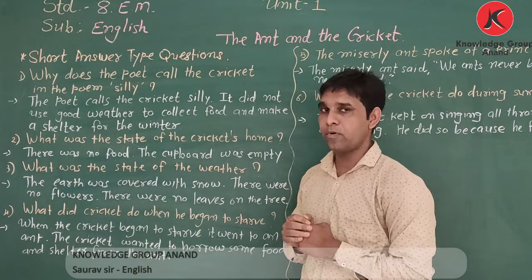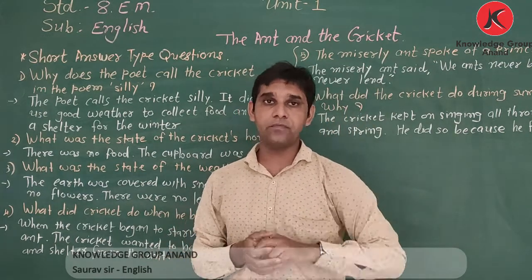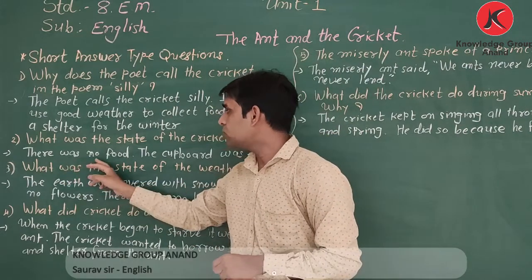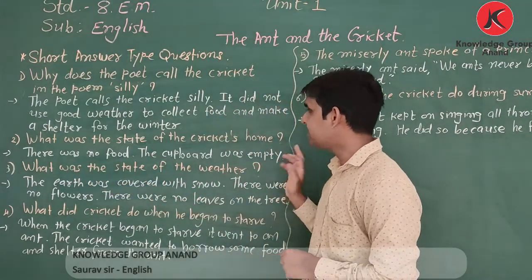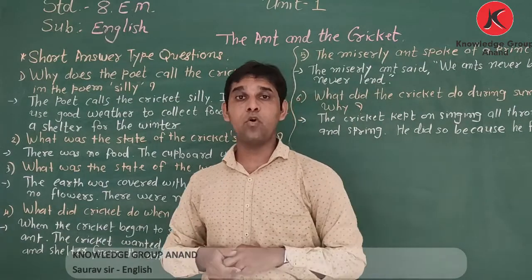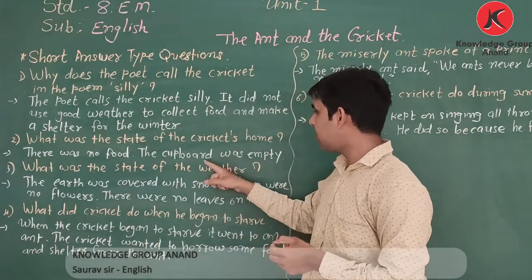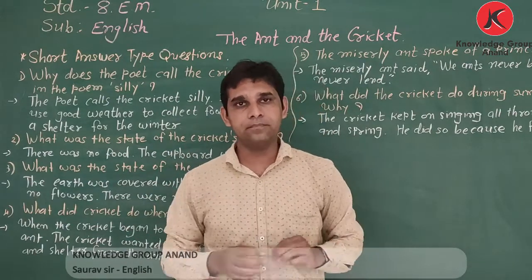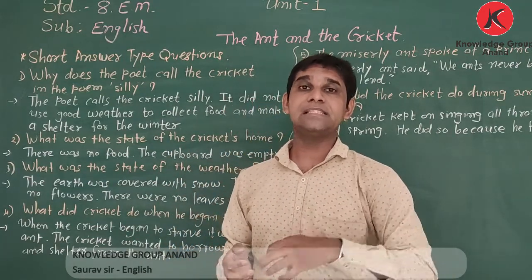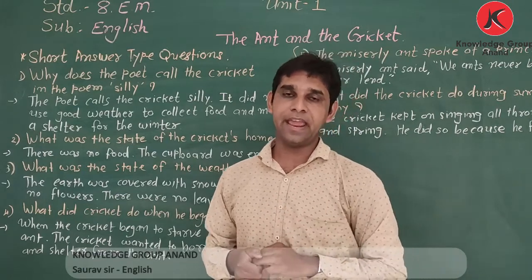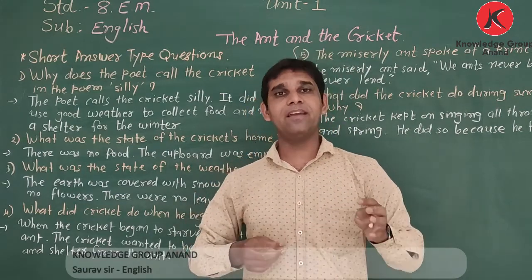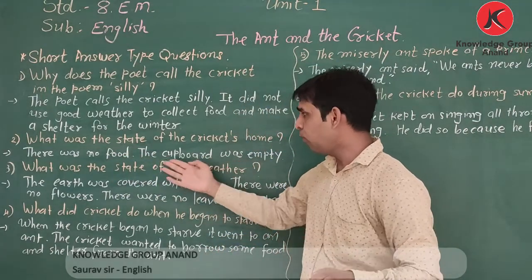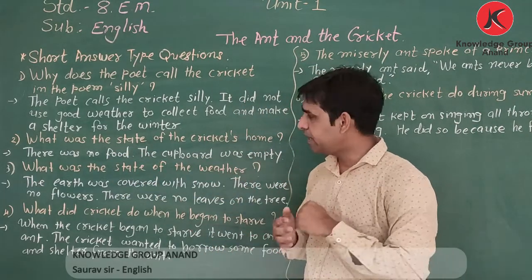Cricket's home. What is the condition of the cricket's house? See the answer. There was no food. The cupboard was empty. At cricket's home, the cupboard was empty and there was no food at all because he was wasting his time in singing and dancing. So he never gathered the food. That is why there was no food in his house and the cupboard was empty.